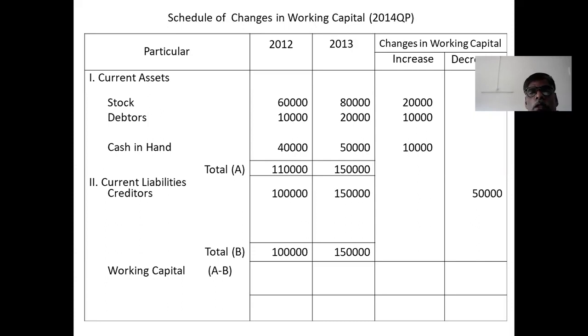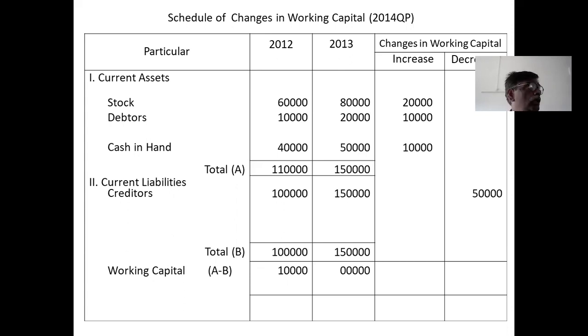Now you take the difference between A and B, that is working capital. 2012 working capital is 10,000. 2013 working capital is 0. There is no difference: 1,50,000 asset, 1,50,000 liability. There is no working capital. You see here, 2012 10,000 working capital, 2013 no working capital. So working capital reduced.